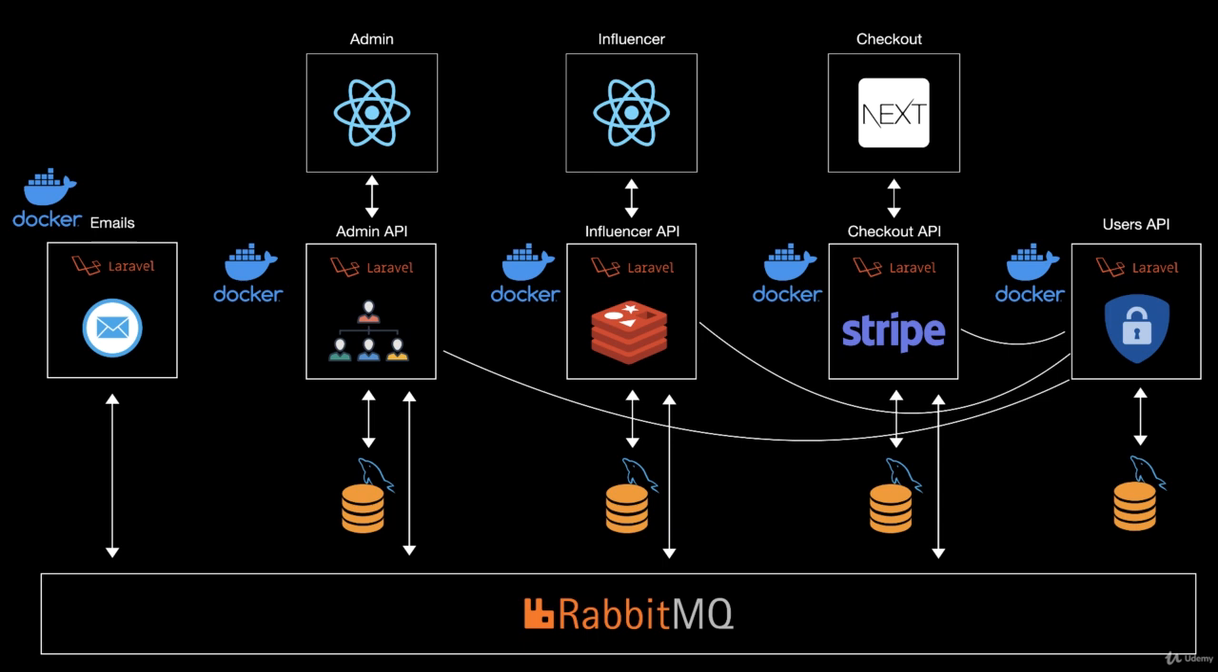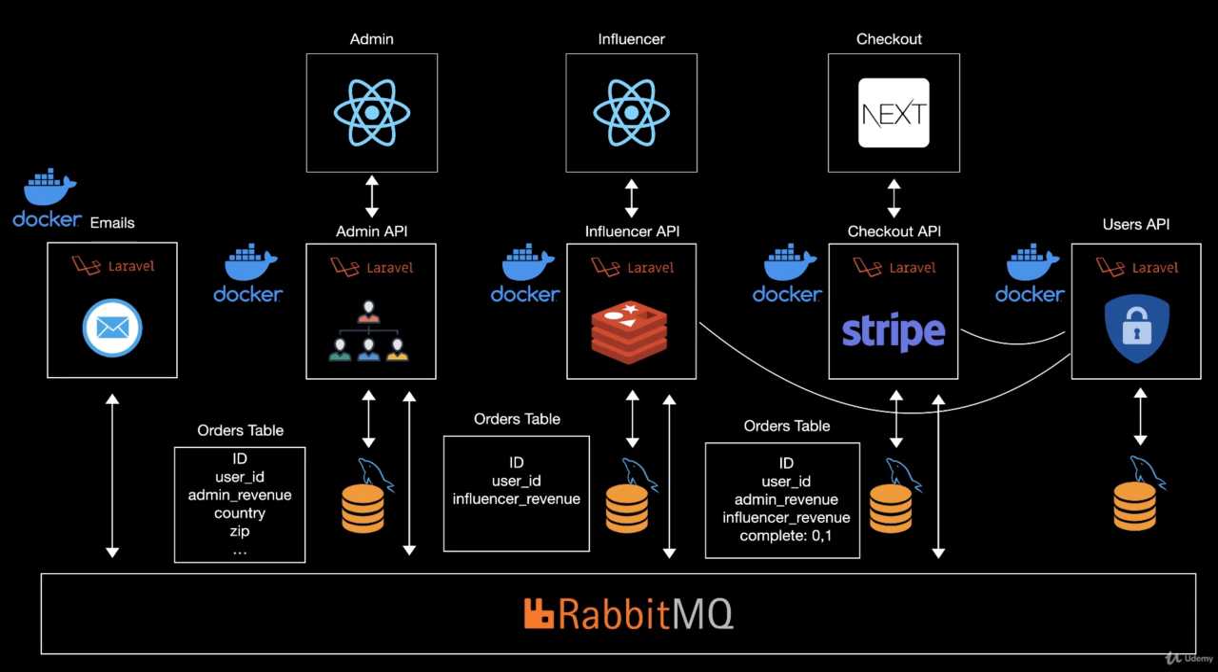Each microservice will also have its own database. The data can be similar, but doesn't mean it will be the same. For example, the orders table belongs to the admin API, influencer API and checkout API. But in the checkout API, when the payment is stored, we will store the ID, the user ID, the admin revenue, the influencer revenue, and if it's completed or not, because in some cases the payment does fail.